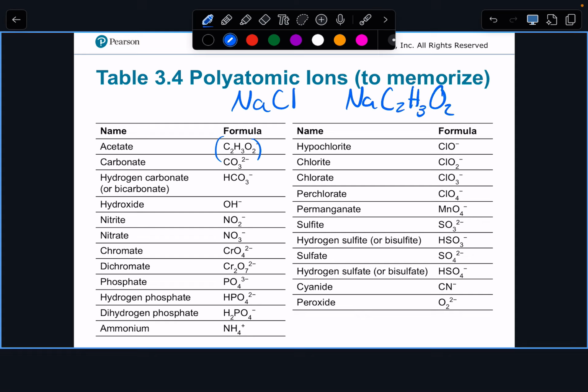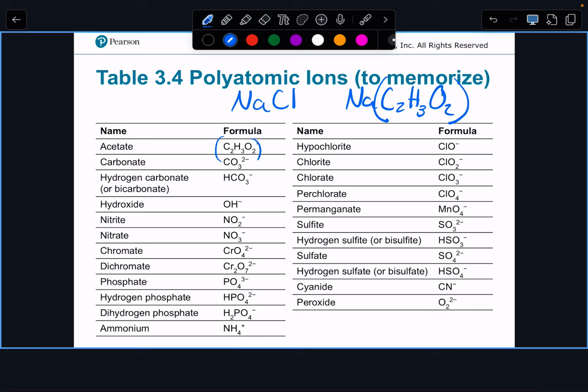NaC2H3O2. It can be really helpful, even if you only have one of them, to write parentheses around it just to remind yourself that's a polyatomic ion. That's the negatively charged thing, the sodium is the positively charged thing. Every one of these except for ammonium is going to take the place of the nonmetal in an ionic compound. The naming component is actually easier because you don't have to change the names at all. It's just whatever it is. If it's sodium and that formula, it's acetate, sodium acetate. That's all we would say for that name.